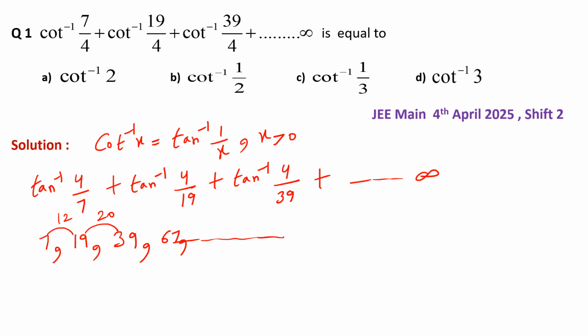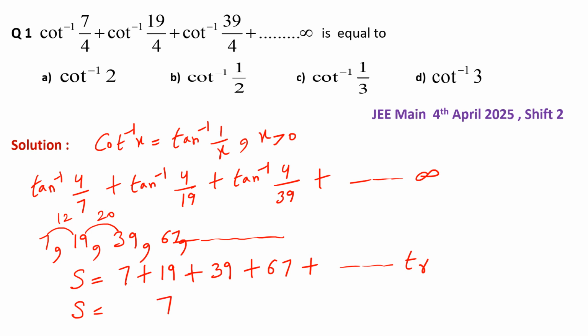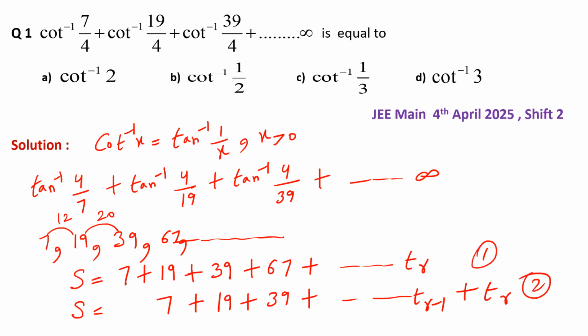To find the rth term or general term of this series, I will write the sum of this sequence as S equal to 7 plus 19 plus 39 plus 67 plus and so on till Tr. Now we will write S again, but this time on the right hand side, I will shift every term one place to the right hand side because my intention is to subtract both of these equations. That is, now I will subtract equation number 2 from equation number 1.